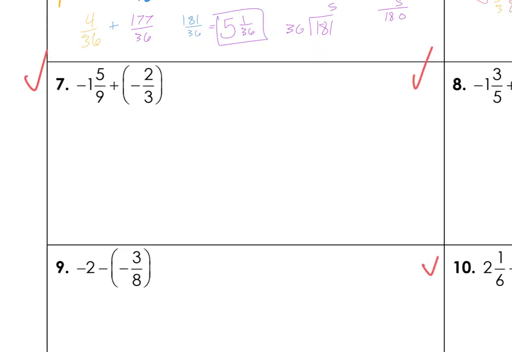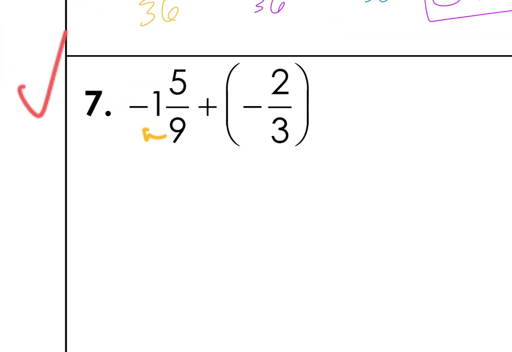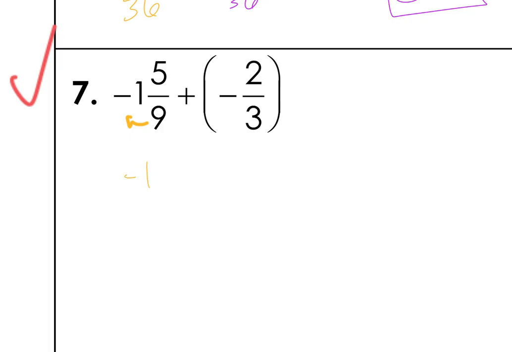Number 7, -1 and 5/9. We can convert this to 9 plus 5 is -14/9. This is just regular old -2/3. No big deal. I'm going to multiply this by 3 over 3. I have now gotten to the level where I'm just going to tell you, hey, you can multiply it by that. But if you're like, I'm not at that level, Mr. McMath, then here's what you got to do.